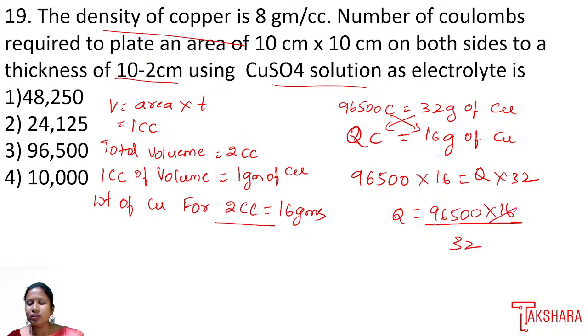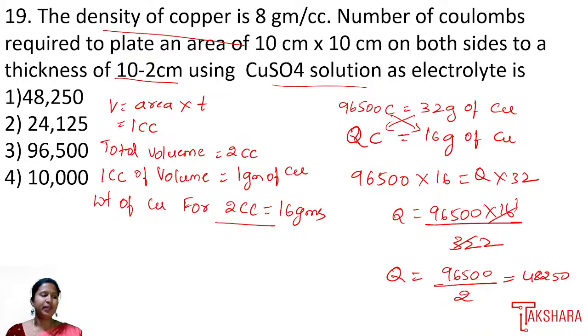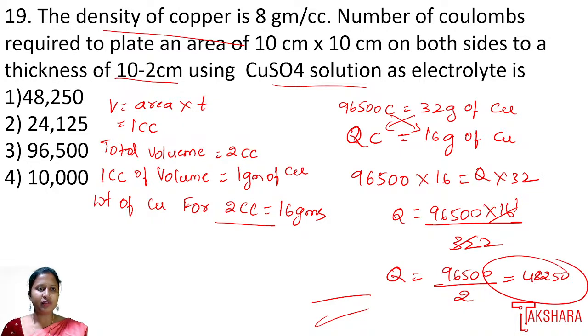If you solve this, Q is equal to 96,500 divided by 2, so we are getting 48,250. This number of coulombs of charge is required when we consider 10 cm into 10 cm area of cross section and the thickness 10 power minus 2 centimeter. So this is the calculation part, and we are getting 48,250, which is in option 1.